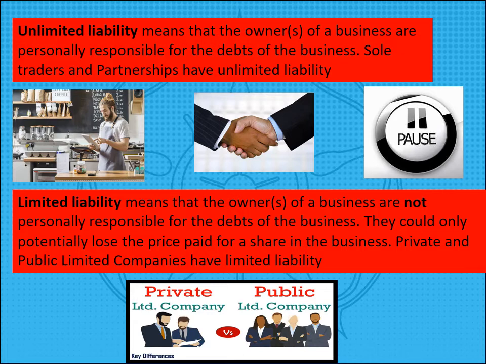Limited liability, on the other hand, is when the business and the owners of it are separate legally. What we mean by that is the owners of the business are not personally responsible for the debts of the business. They could only potentially lose what they paid for the share in the business, so the value of the shares that they bought. Now there are two types of limited company: private and public limited companies. Last year you looked at private limited companies, and today we're going to consider public limited companies.